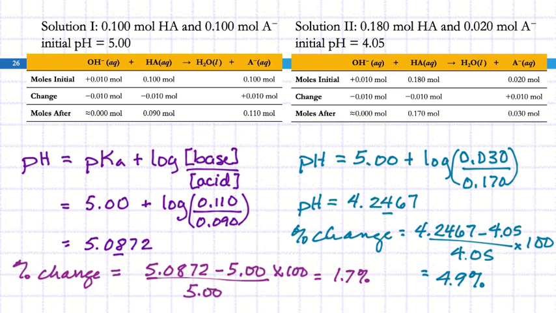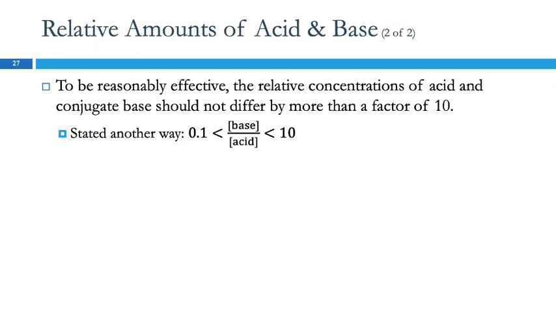Pardon me? You said put it on sleep. How would we do this? Put it on what? Oh, that's a great question. So to be reasonably effective, the relative concentrations of acid and base shouldn't differ by more than a factor of 10. So it's best if they are equal, but they shouldn't differ by more than a factor of 10 to be considered a good buffer. Another way you can think about that is the ratio of base to acid should be between 0.1 and 10.